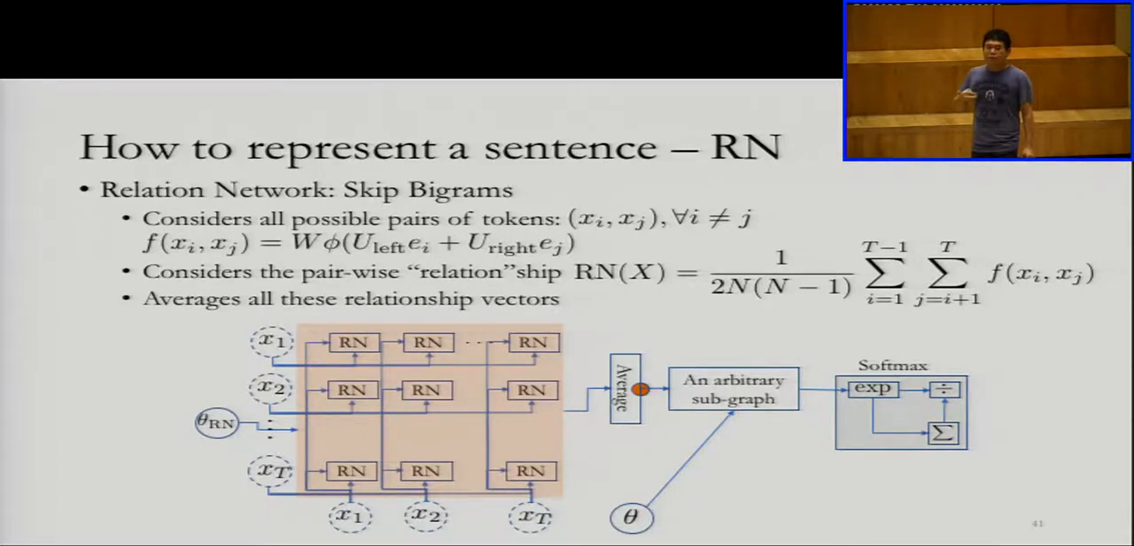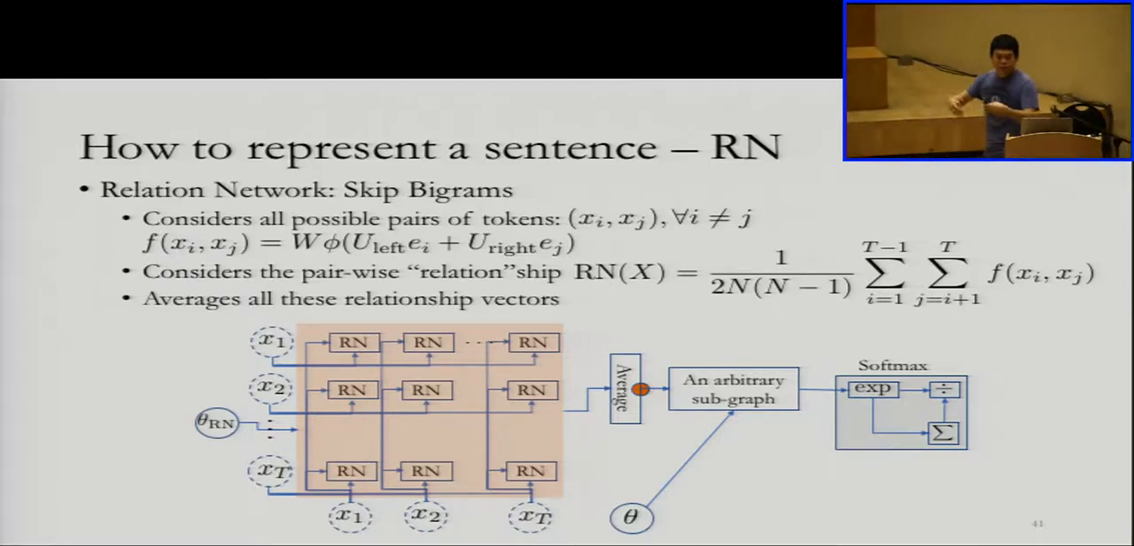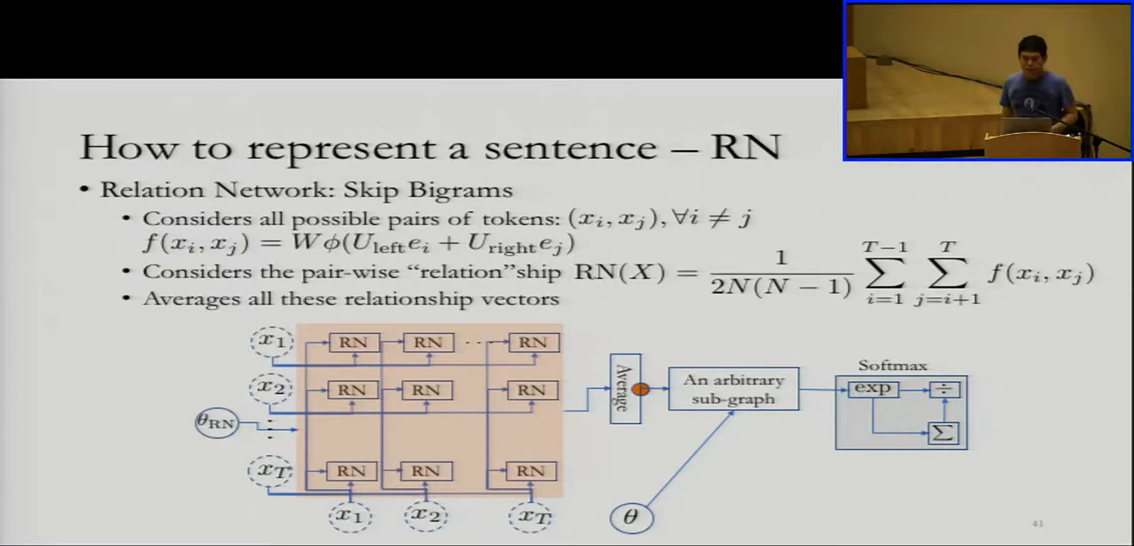So you get a quadratic number of vectors, and then we use the average, max, or some kind of pooling operator to get a single vector representation of the source sentence or the input sentence. We have the arbitrary subgraph as usual that's going to output a real-valued vector, and the number of values there has to correspond to the number of categories. You apply the softmax normalization function to get the actual conditional distribution over there.